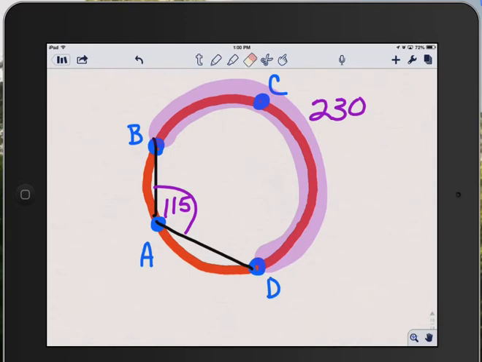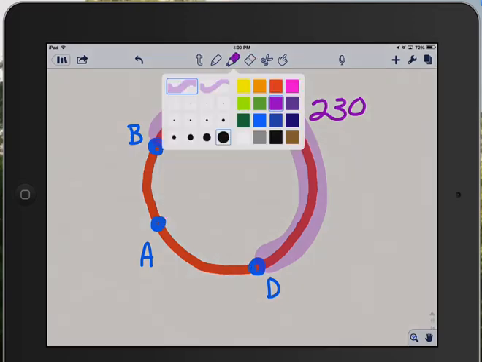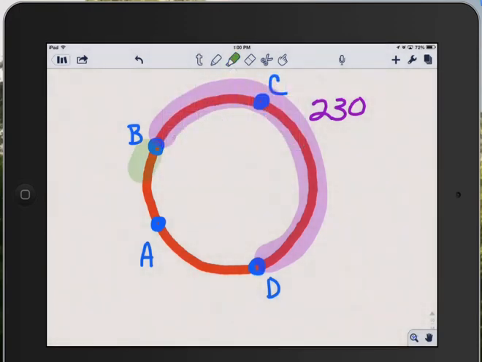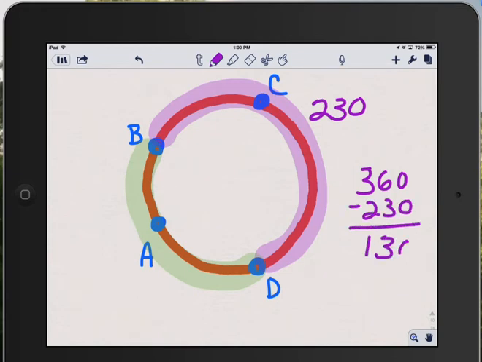If that arc is equal to 230, I'm going to get rid of this angle now, and I'll state the other arc, we'll highlight that in green, that finishes off the circle, so therefore 360 degrees for the circle. If the purple arc is 230, we subtract 230 from 360 and we get 130. That's the green arc, 130.